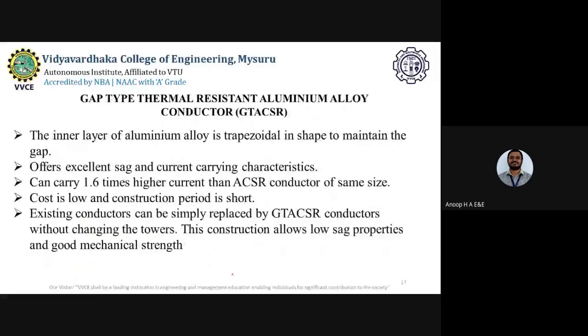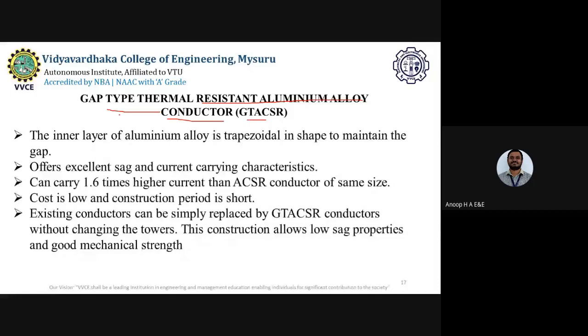Next we have gap type thermal resistant aluminum alloy conductor, which is GTACSR. GT stands for gap type, and this is ACSR which is present there. Generally we don't have a gap type aluminum conductor steel reinforced. We call it gap type thermal resistant aluminum alloy conductor.